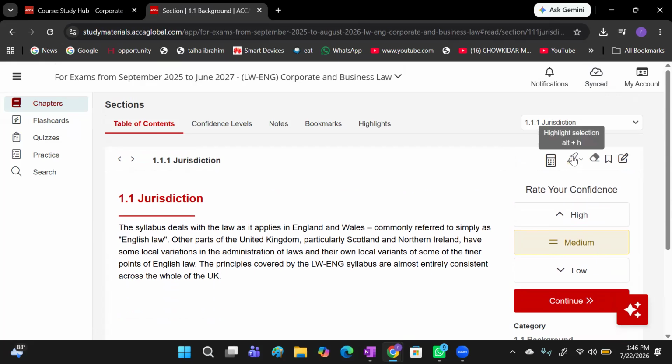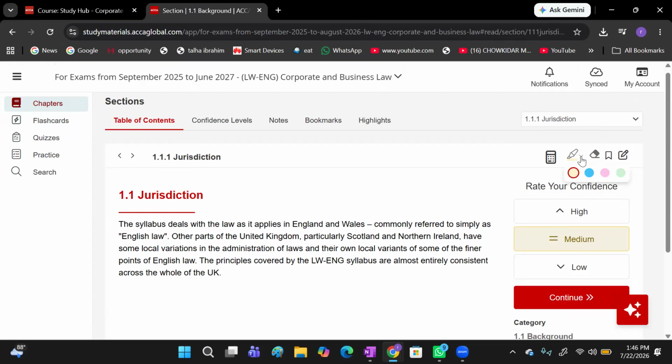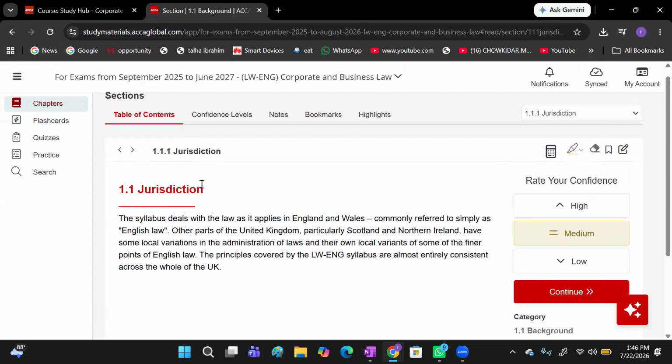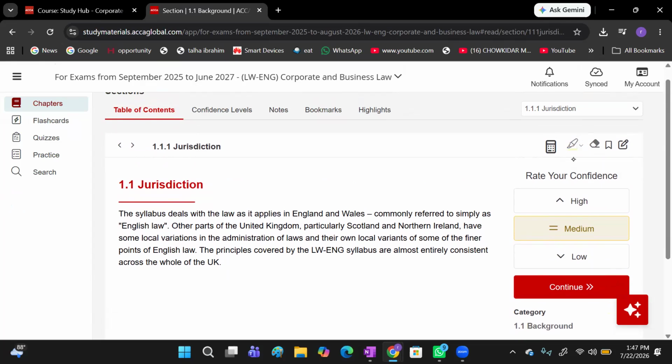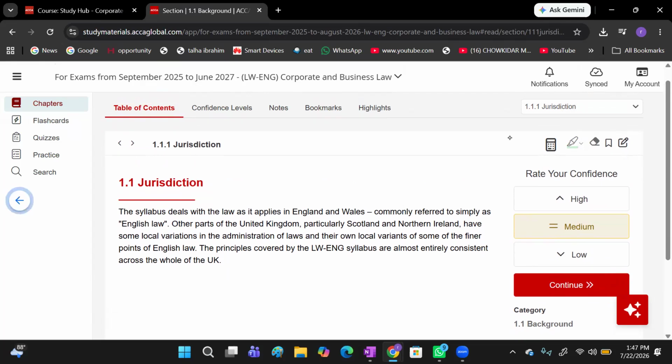All right, so the word jurisdiction, just trying to get the highlighter to work. Let's see if it works. Okay, that's funny because it's not working. Okay, maybe it's going to work this way. Oh, you have to select and then highlight.